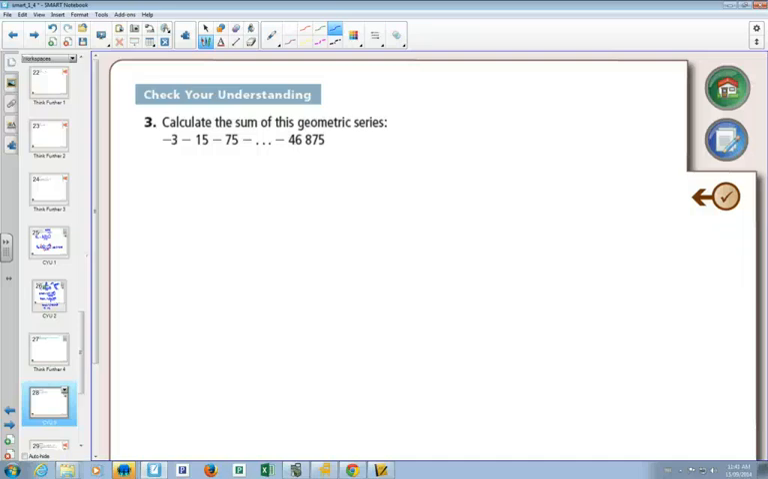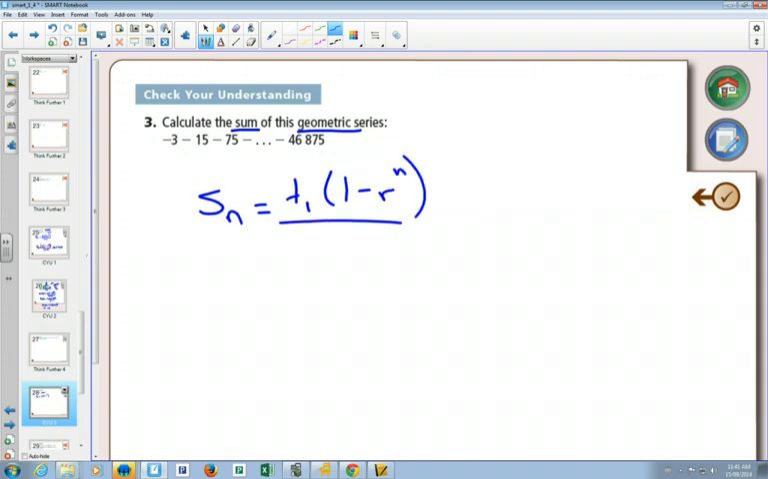Example 3 starts off the same way as example 2. You want to calculate the sum, so you see the word sum. You see geometric series. So the same thing we did last time is we wrote it out. Sn equals T1, 1 minus r to the n over 1 minus r. And we want to find the sum, so this is what I want to find.